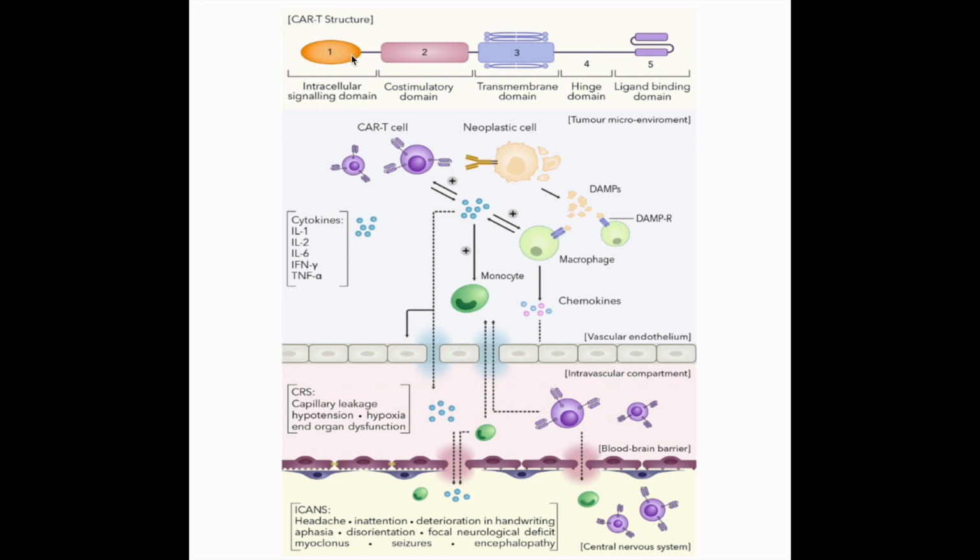It has an intracellular signaling domain, the co-stimulatory domain, the transmembrane domain, the hinge, and the ligand binding domain. So this is the CAR T cell. It comes to the neoplastic cell, and this is how it attacks and produces various damages. So if the reaction is over amplified, it can result in complications. We'll come to them in a more detailed manner.